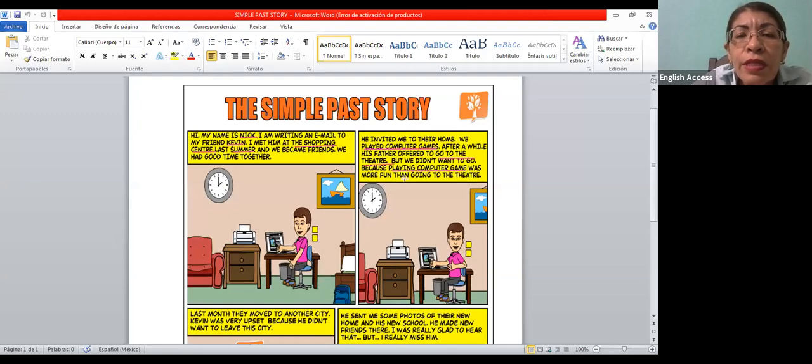And we're going to change this part. You're going to create a new story and we're going to change this part. He sent me some photos up there. New home. And his new school. Okay, we're gonna do this. You're going to change the underlined words, okay? So you're going to create a new story.